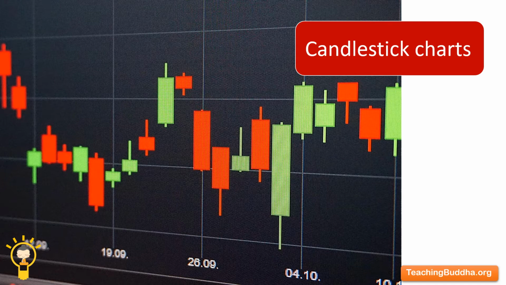Let's move to candlestick charts. Candlestick charts predict investors' psychology. In trading, there are two things: greed and fear. And it also has two main directions: bullish and bearish. It can also be sideways. Candlestick charts give signals when the market is going to be greedy or fearful. It gives signals when the market is going to be bullish or bearish.